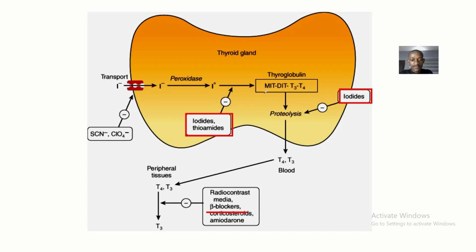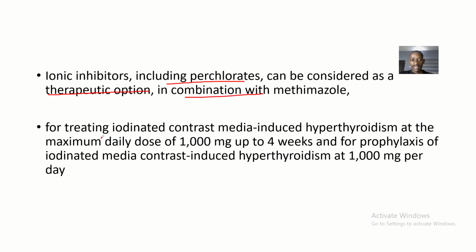So guys, I can see the beta blockers right here. Sorry, no. Ionic inhibitors should be this one, because the perchlorates are there.